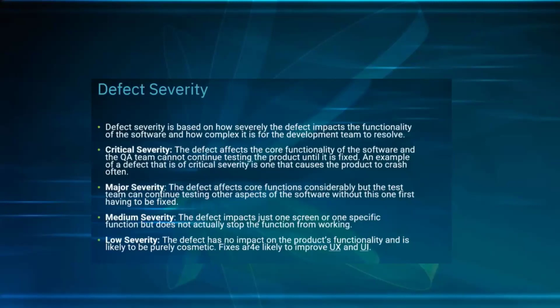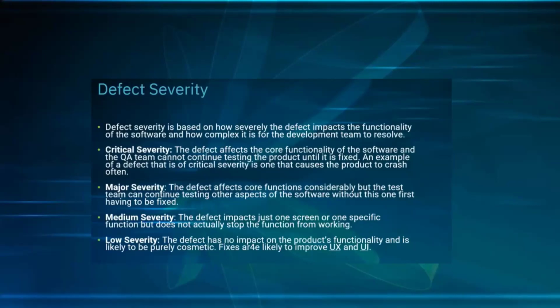Now major, which can also be classified as high severity, is where the defect affects core function considerably, but the test team can continue. Try and understand this. The defect affects core function considerably, but the test team can continue testing other aspects of the software without this one first having to be fixed. Don't get it wrong. It means we can continue testing. Yes, there's a major severity somewhere on this particular feature, but probably that feature is not relying on any other feature, then we can continue. That's just what major severity is.